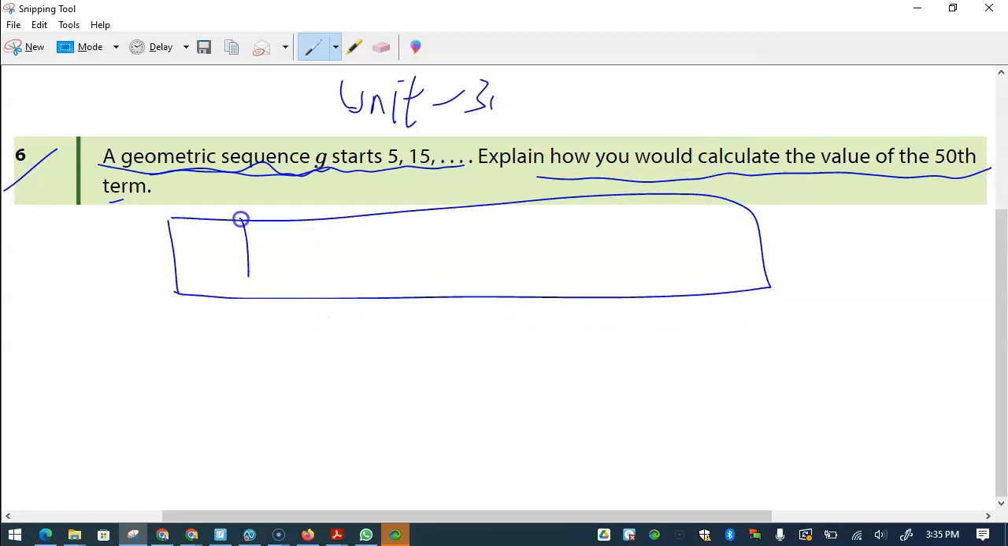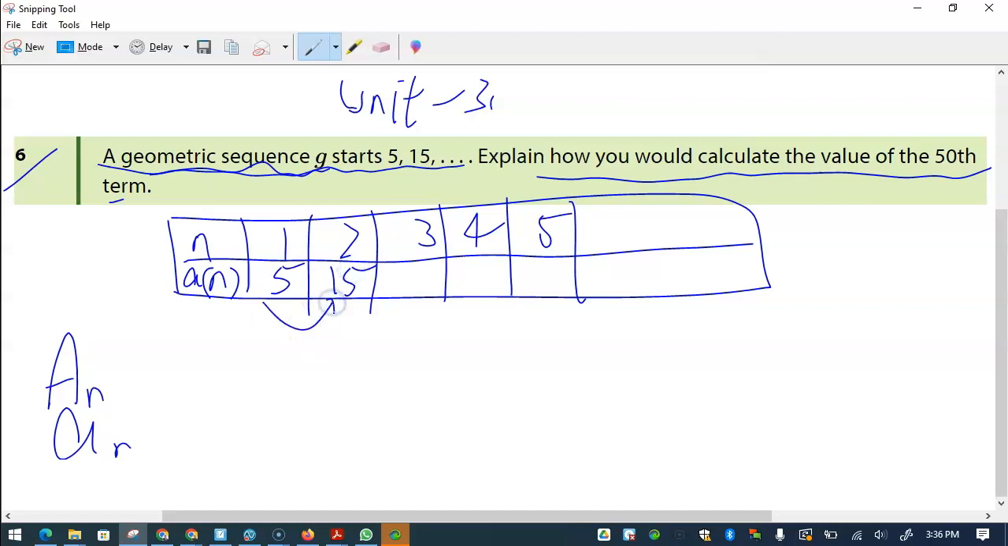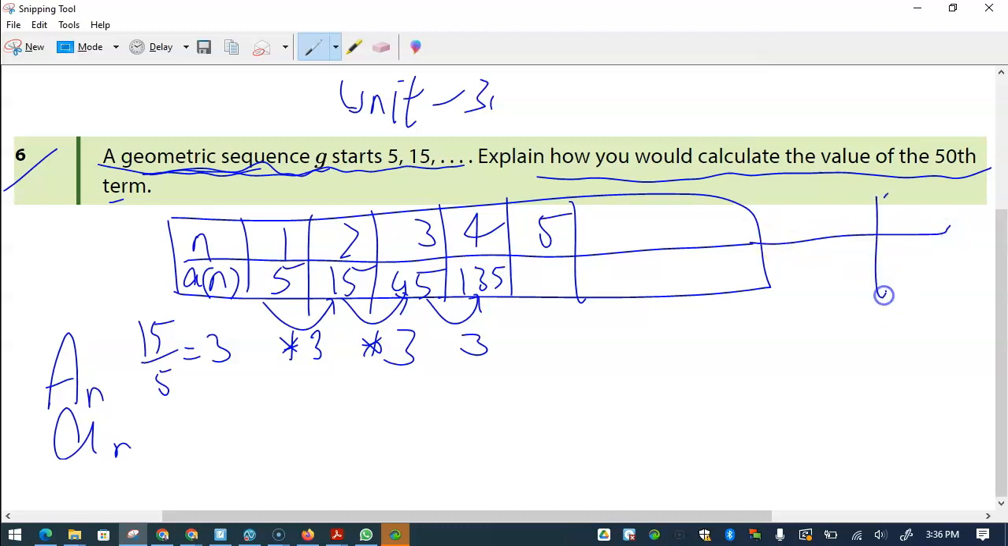Now remember, you can easily make a table this way, and let's call this a_n. Sometimes we use a_n, or sometimes we use a(n). It means one and the same. 1, 2, 3, 4, 5, and likewise. The first one is 5, then 15, and you can see what multiplies is 3. They already said it's a geometric sequence, and 15 divided by 5 is the factor, that is 3. So each time you multiply by 3, right? 45. So we can't just go on. Of course, a few of them we can do, but we want the 50th one.